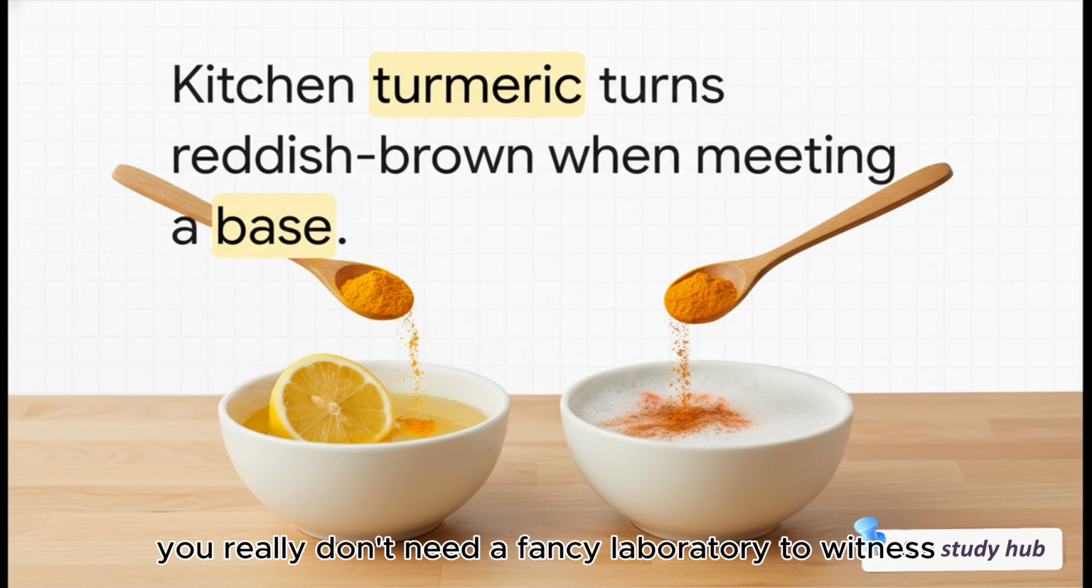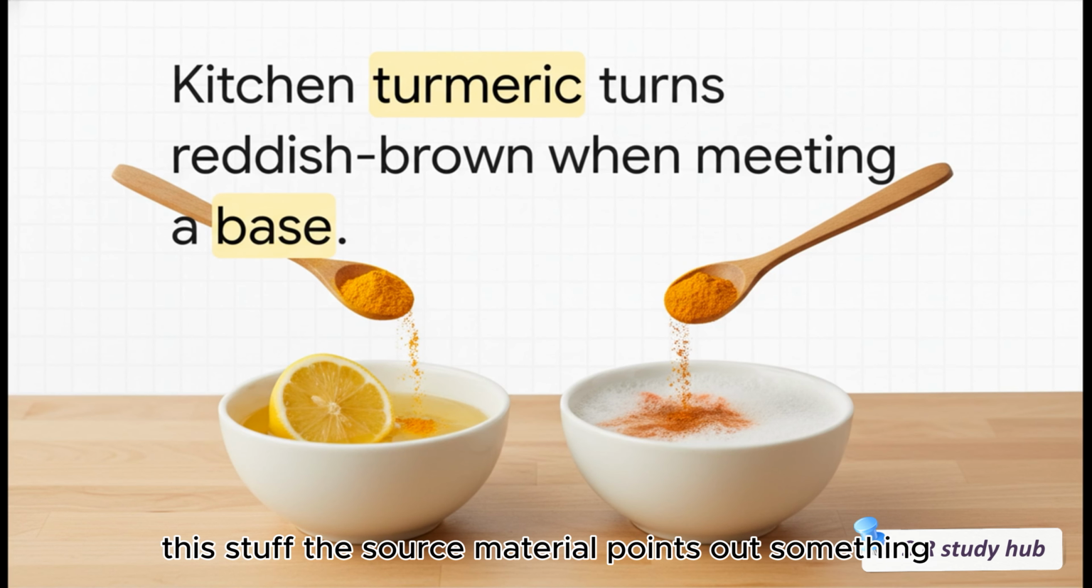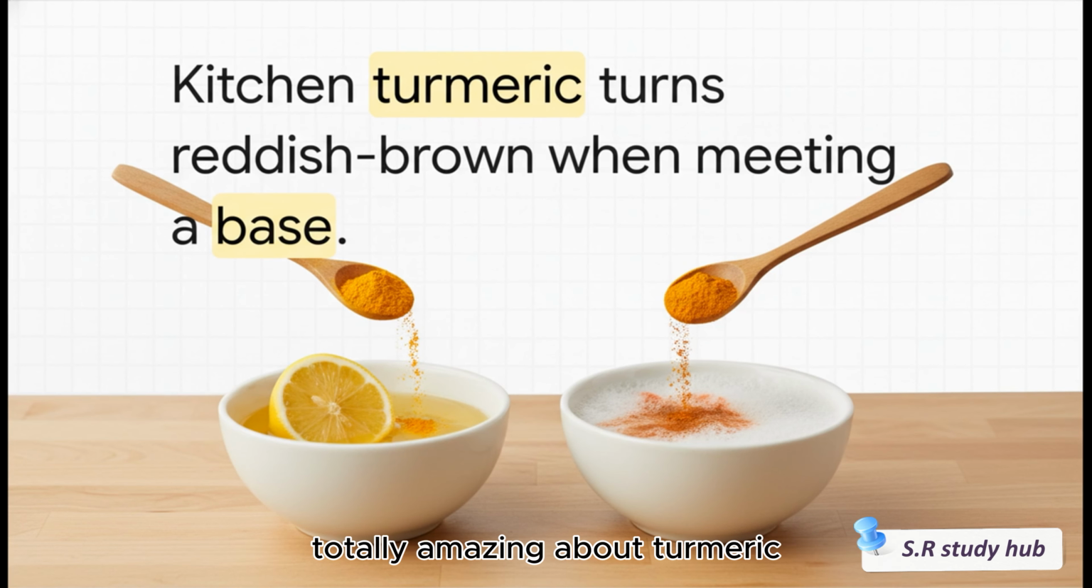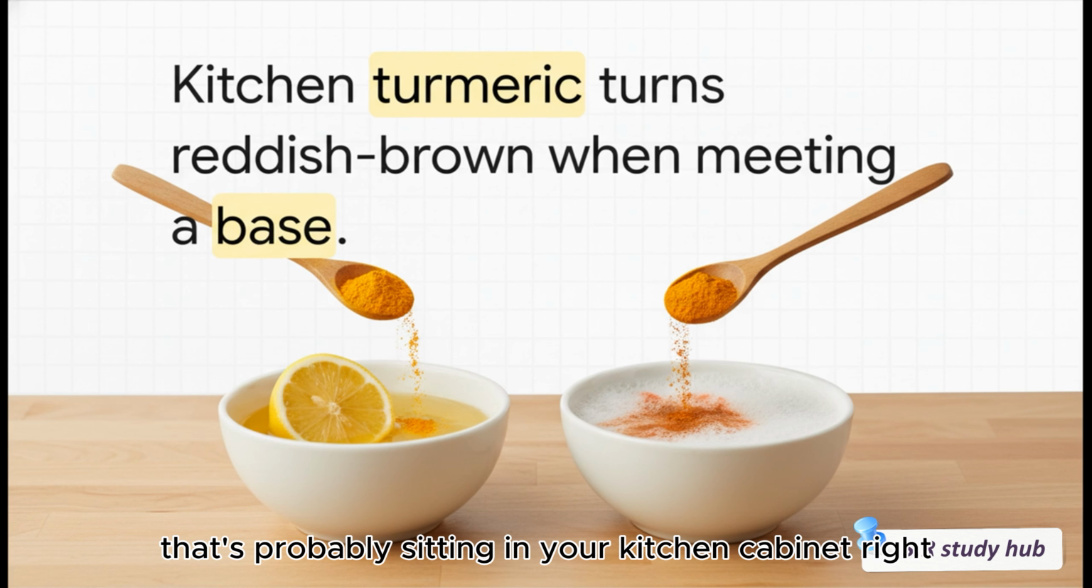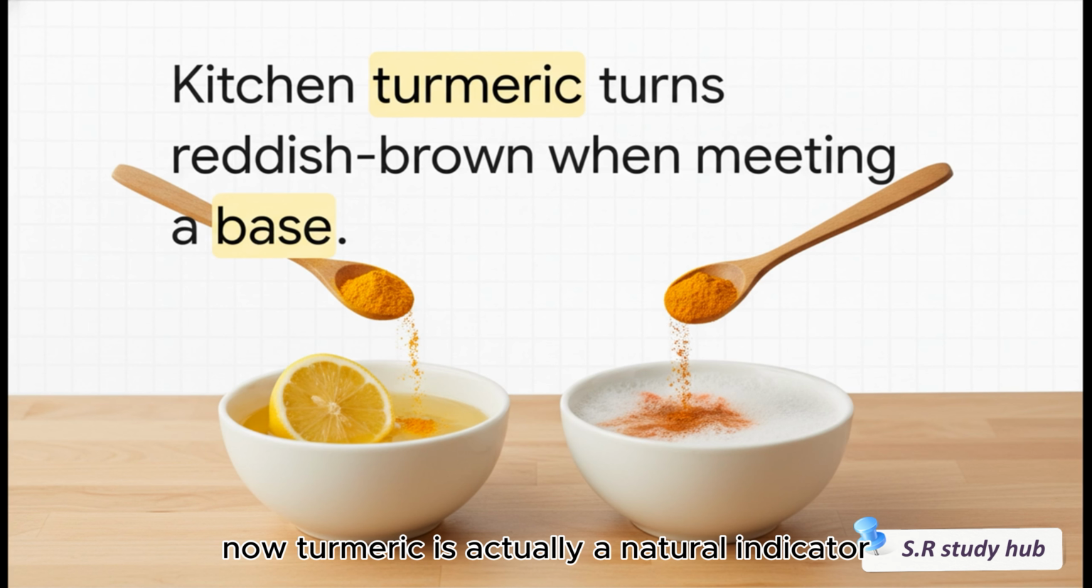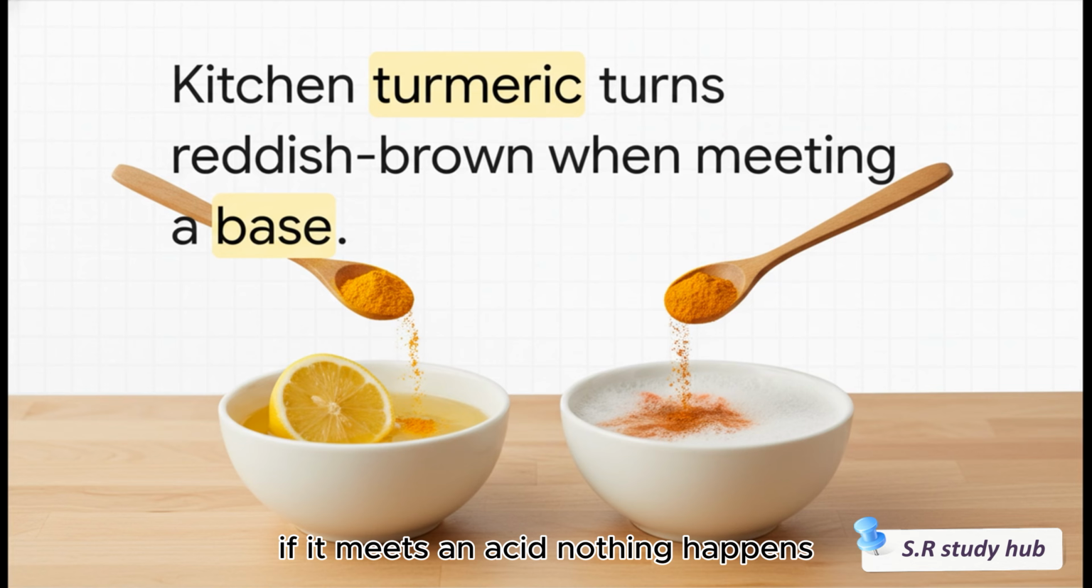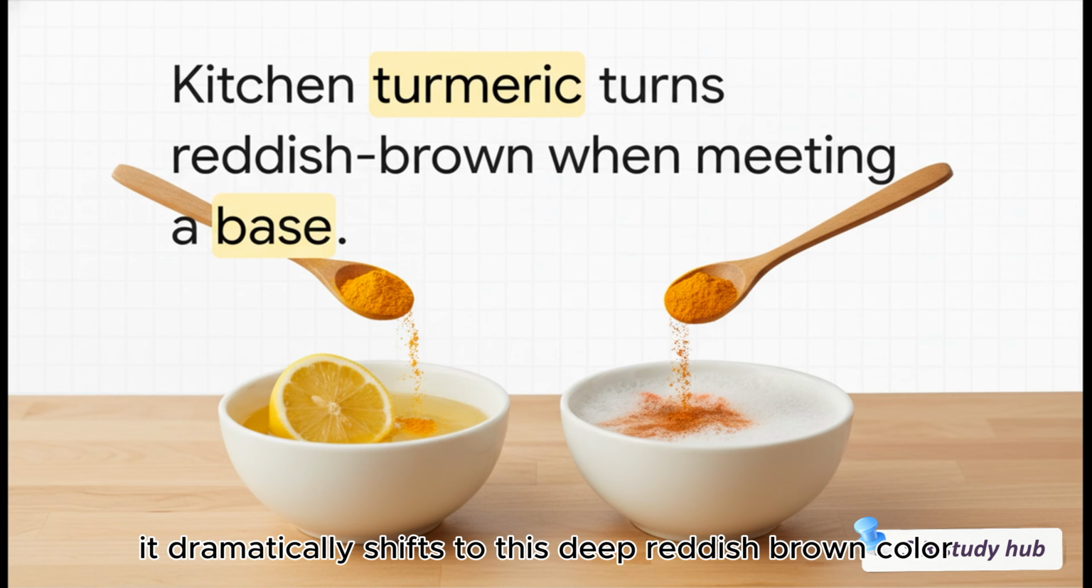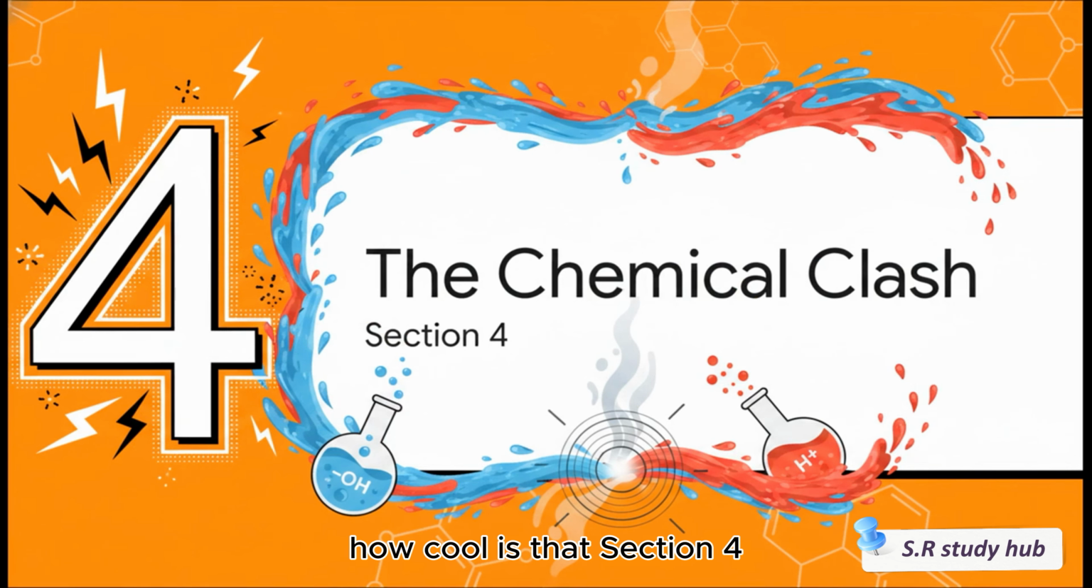But hey, you really don't need a fancy laboratory to witness this stuff. The source material points out something totally amazing about turmeric. Yeah, the common spice that's probably sitting in your kitchen cabinet right now. Turmeric is actually a natural indicator. If it meets an acid, nothing happens. Absolutely no change. But the second it encounters a base, it dramatically shifts to this deep reddish-brown color. How cool is that?